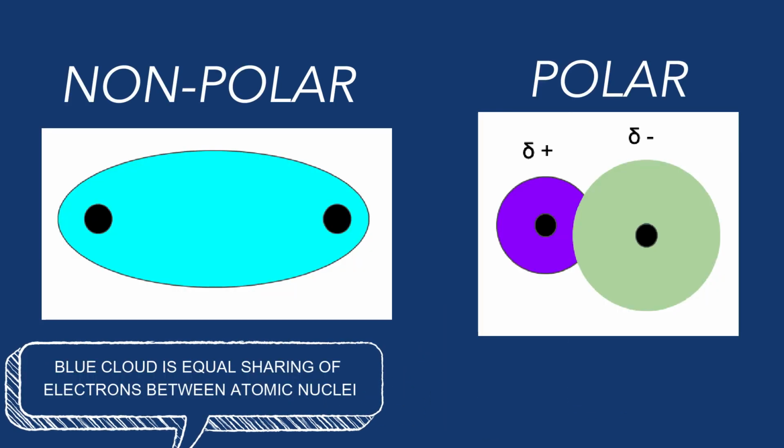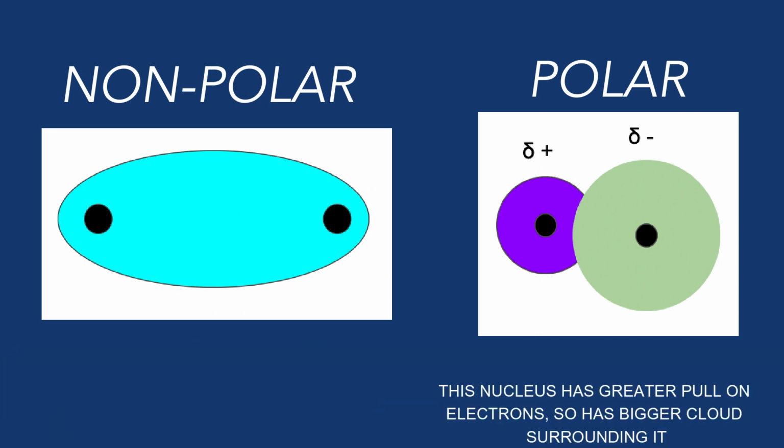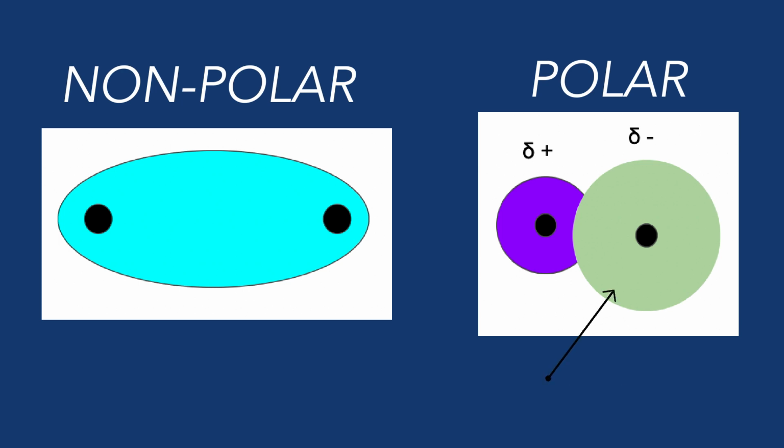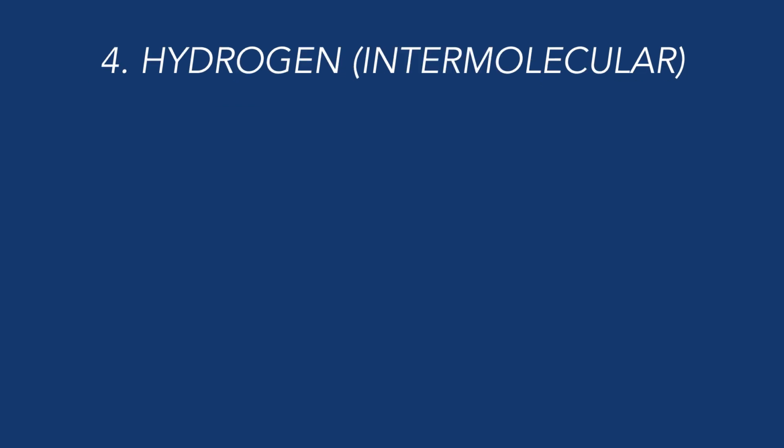In this diagram, we see that the blue cloud is representing the sharing of electrons between atomic nuclei that occurs in nonpolar bonding, whereas in the polar example, we see that the nucleus has a greater pull on electrons, so therefore has a bigger cloud surrounding it. Consequently, we see that the green atom is left with a slightly negative charge.